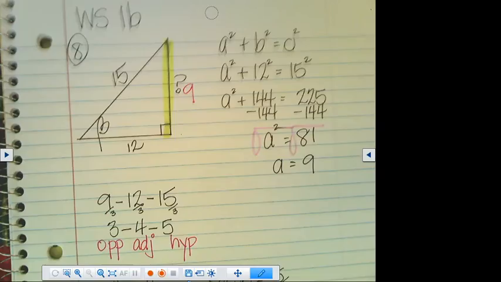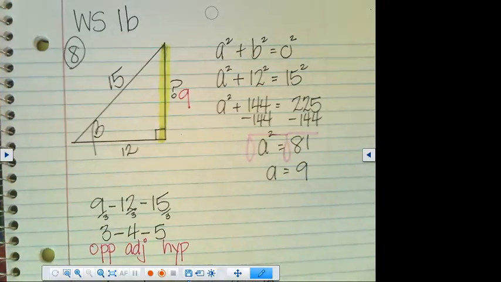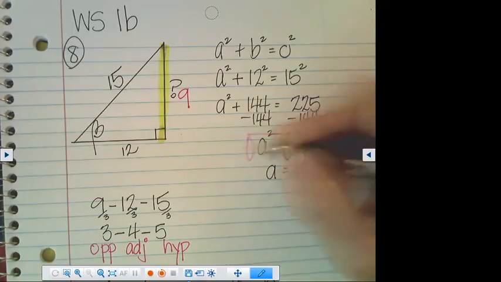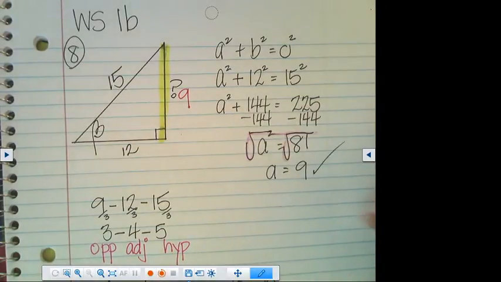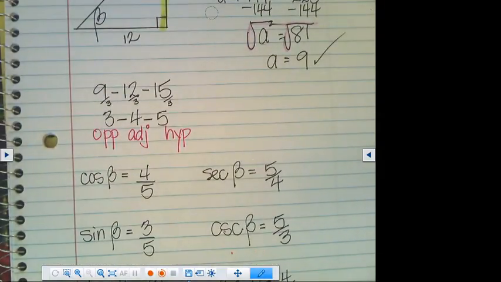All right, here we go. So, did you guys find that the missing leg was the square root of 81? And then the square root of 81 is what? 9. And so when you put it into the triple, least to greatest, what else did you discover? 3, 4, 5. Good job. Who discovered the 3, 4, 5?